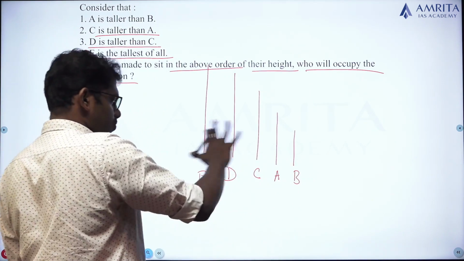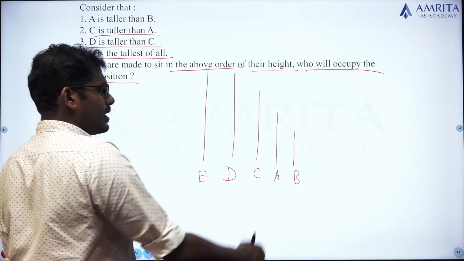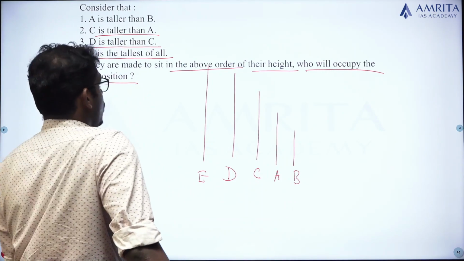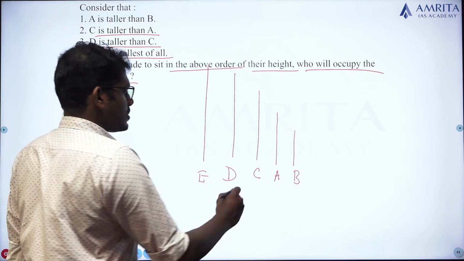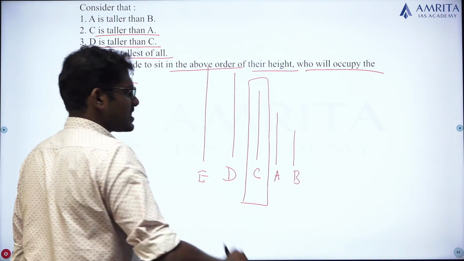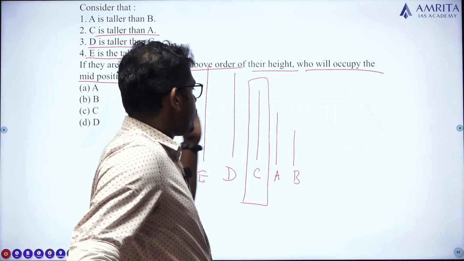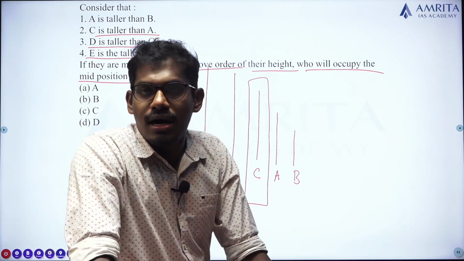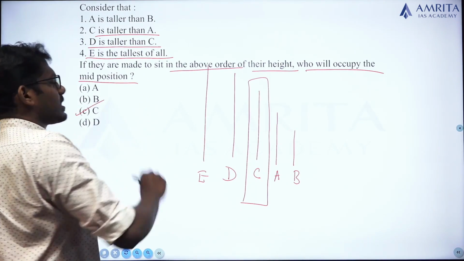So actually the arrangement is in the correct order, in increasing order of their height, where B is the shortest one and E is the tallest one. Clear? So the mid position is occupied by the person C, who is the person having medium height compared to the other 4 persons. So the answer for this question is option C.